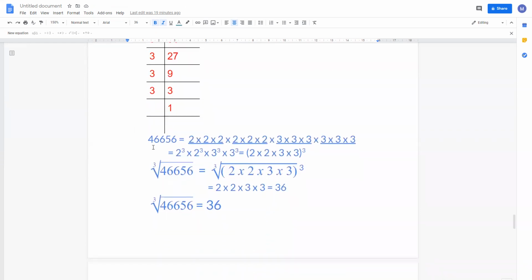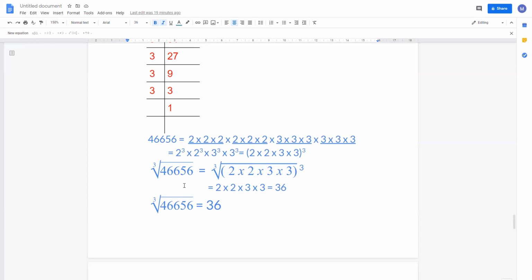So 46,656 is equal to 6 times 2 and 6 times 3, which we have written. Now 3 factors together we underlined and made the group. So 2 cube into 2 cube into 3 cube into 3 cube. So putting in bracket, 2 into 2 into 3 into 3 the whole cube.